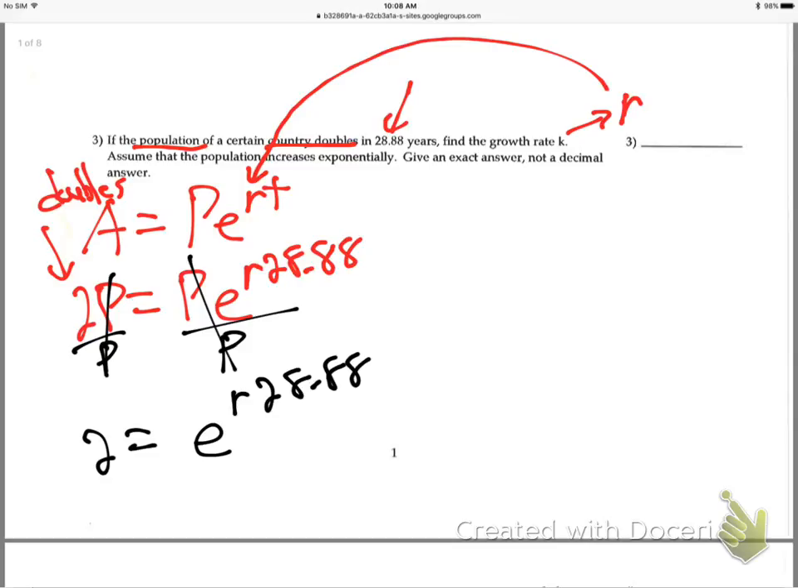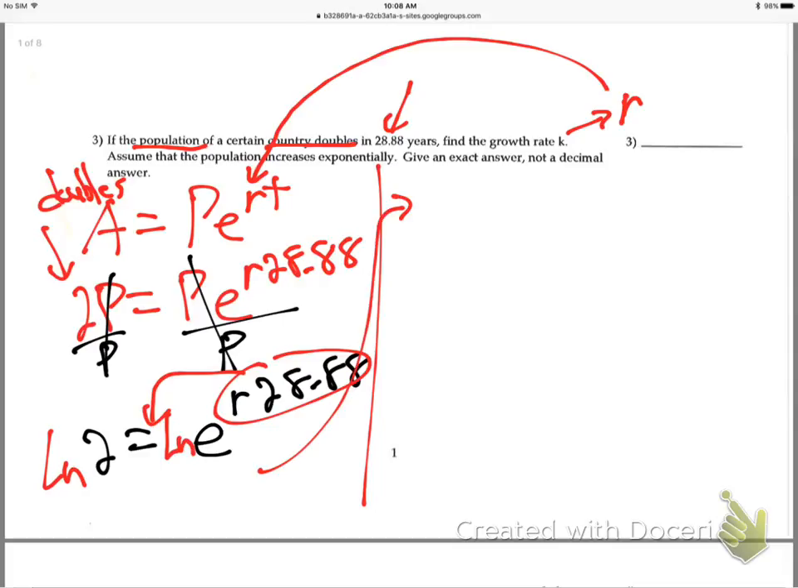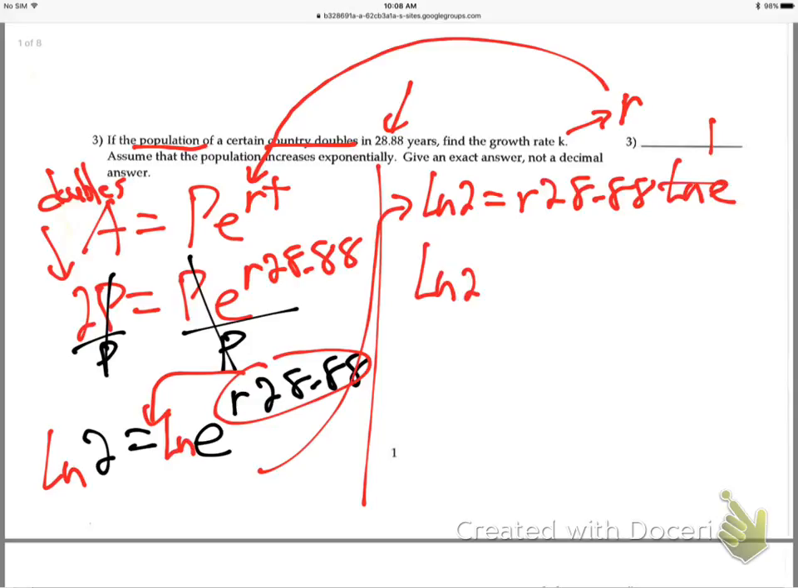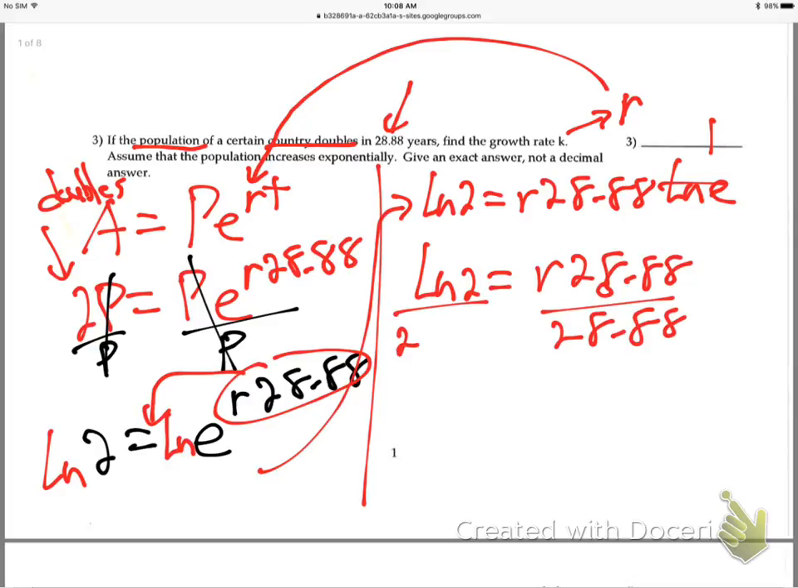What are we going to do now? ln again. ln to the rescue. Right? ln on both sides. The power comes down. So that becomes ln 2 is r 28.88, ln e, which is 1. So ln 2 is r 28.88. Last step, divide by the 28.88. Boom, there's r. Somebody got that?